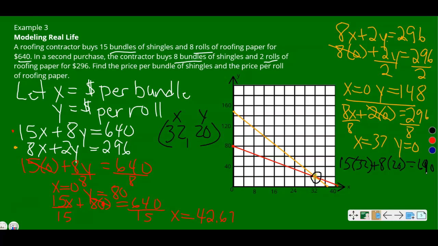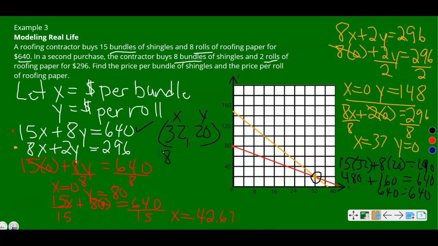All right, 15 times 32 is 480. 8 times 20 is 160. 480 plus 160 is 640. So 640 equals 640. So we know that it does work for the first equation. Now let's check the second equation. I'm running out of room here. Let's see. Let's come back over here.